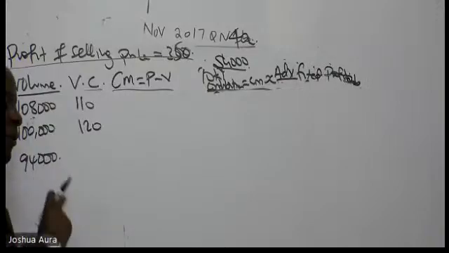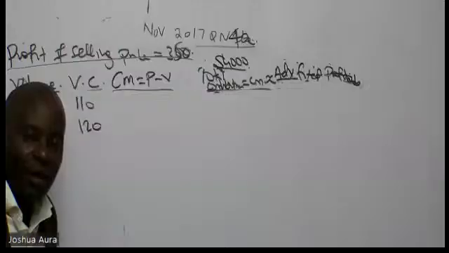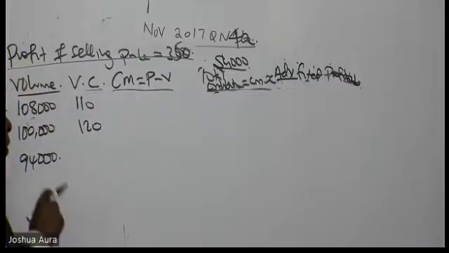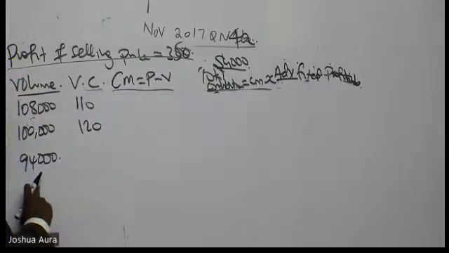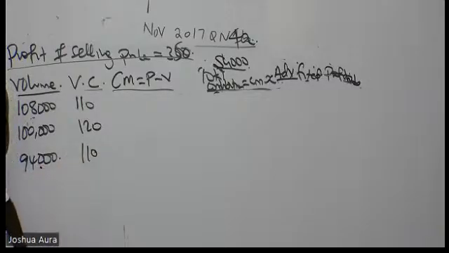So how about this 94,000? What variable cost should I use for 94,000? I can see it's less than 100,000. I should use 110. Let's check again. How much? All of them are saying 120.